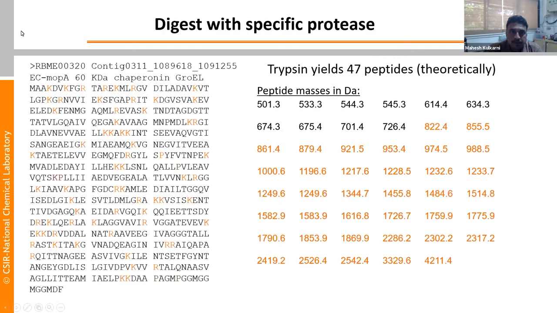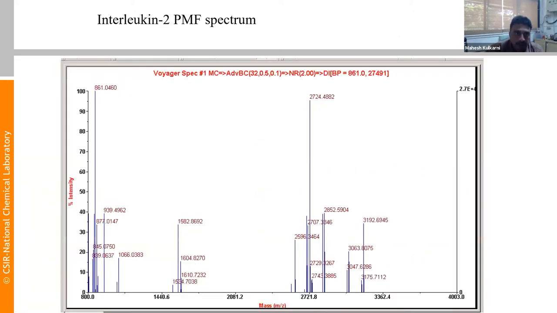So this is again a protein, okay? You see that when you use trypsin, it can cleave at various lysines and arginines, which are highlighted in orange color. As a result, you will get different masses. Okay. So these masses, I will show one example.